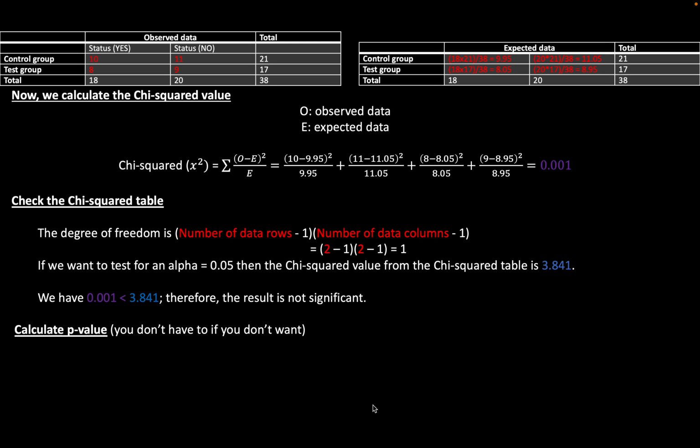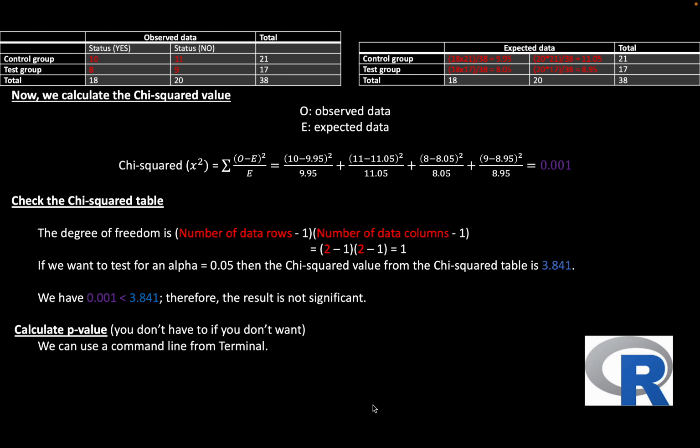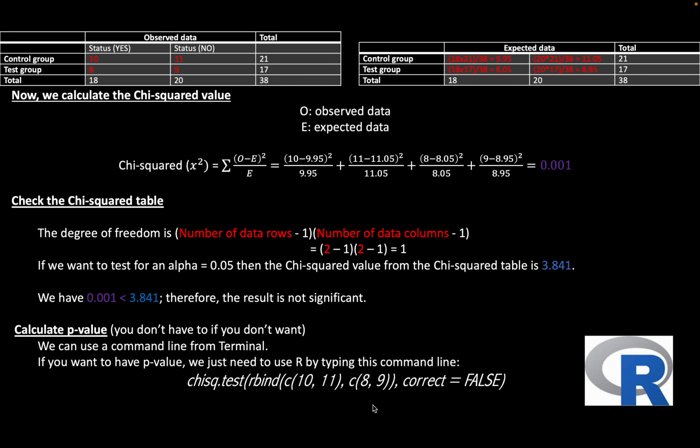We can also check by using terminal by using a program called R. Using R, you need to type the following command line: chisq.test(rbind(c(10,11), c(8,9)), correct=FALSE). The return values were X-squared equals 0.0011827 and degrees of freedom was 1. P-value was 0.9726, which was extremely significantly correct to our result.